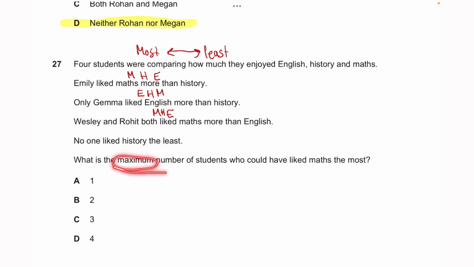And so the question is, what is the maximum number of students who could have liked math the most? Well, if we have a look here, we can see that Emily liked math the most here, and both Wesley and Rohit liked math the most as well. And so that's 1, 2, 3. Our 3 students is the maximum number of students who could have liked math the most. And so our answer to question 27 is C. Now, question 27 is a drawing conclusions, making a conclusion question. This question is actually not similar to any question in 2021, and it involves working out the preference of individuals and ranking them to work out who has a preference for a particular subject, okay? And so our answer to question 27 is C.